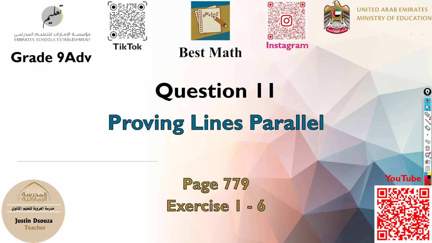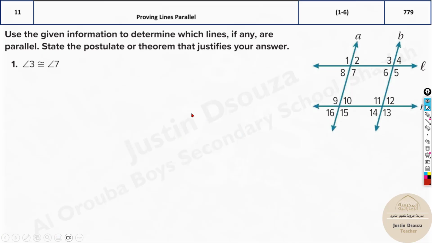Question 11 is to prove lines parallel. Here we have been given a figure and they have told, based on this equality congruency statement, can we prove which lines are parallel, which are transversal, and we need to justify them. So let's look at this.